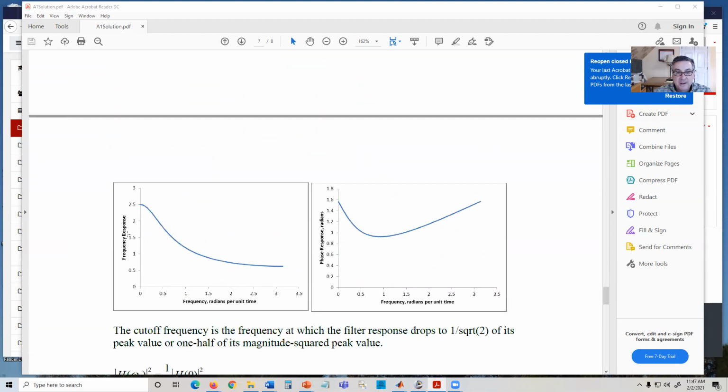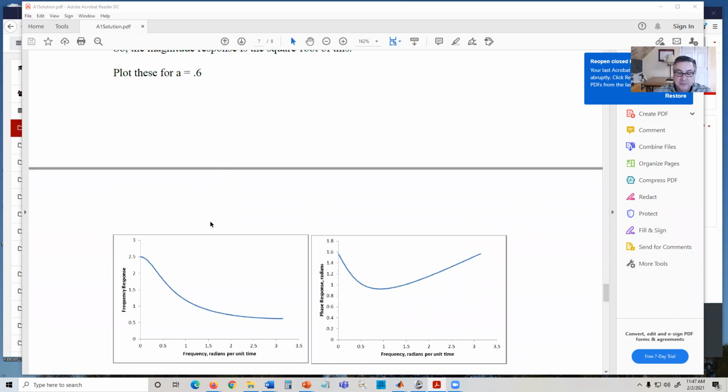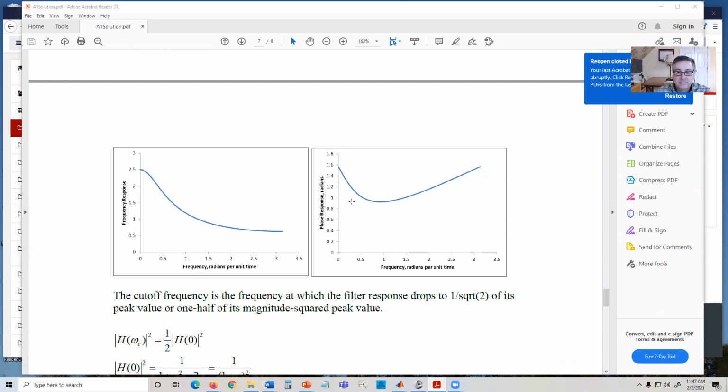And plotting those out, we get, for a particular value, you may have chosen a different value, plots that look like this. Again, this is a discrete system, so we only go up to pi.